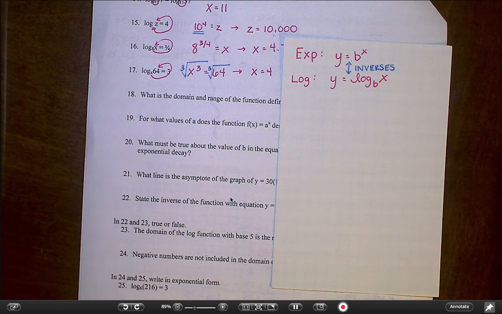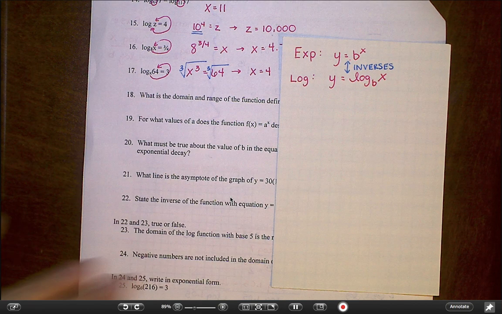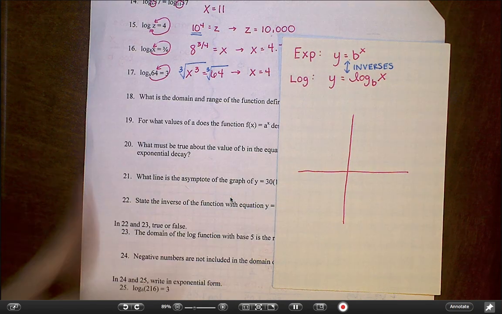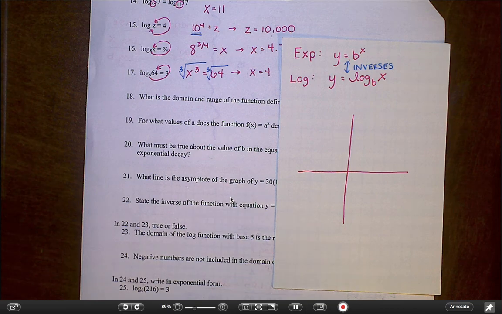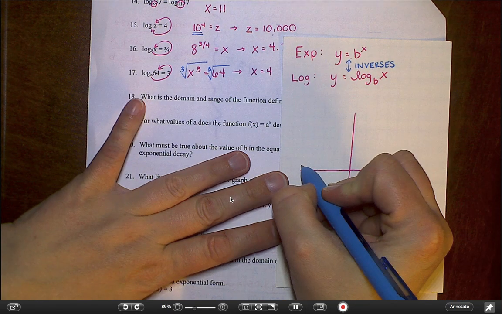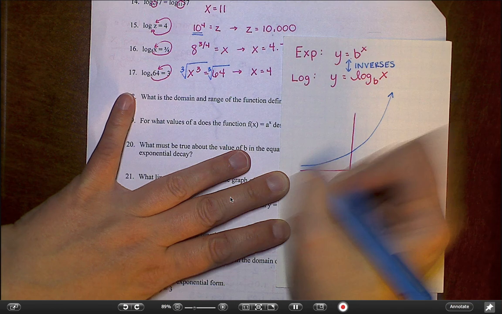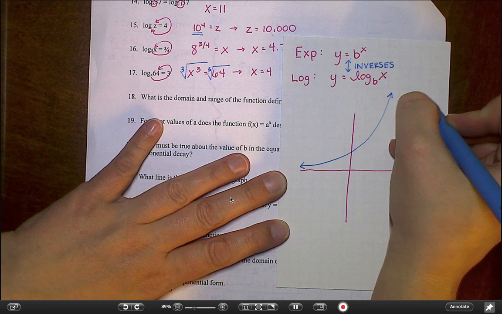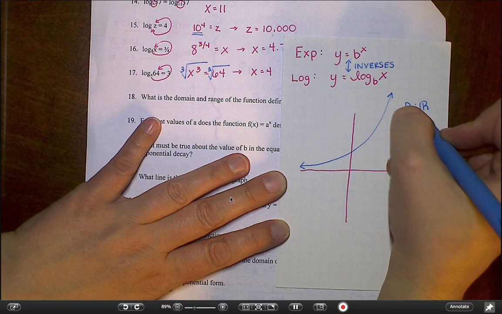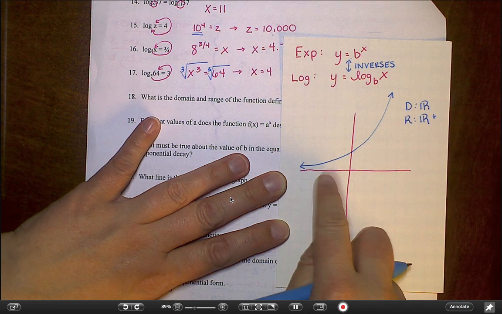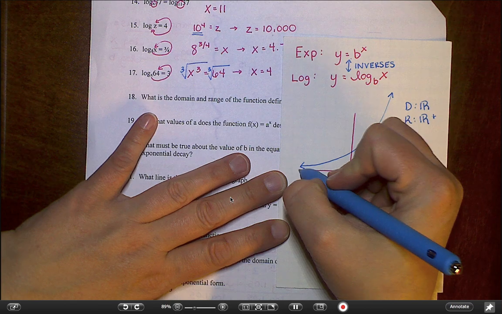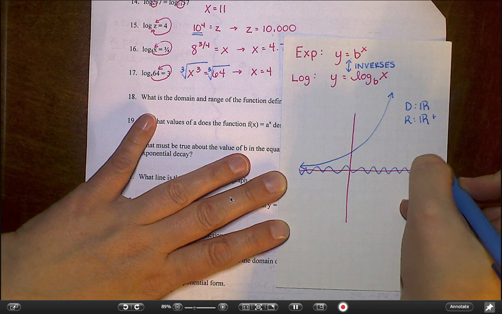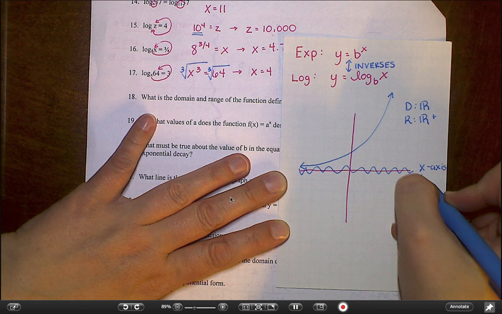Okay, so for example, the exponential function, well, let's draw the graphs first. So the graph of the exponential function, and this is going to be true for any exponential, is going to look something like this. Okay, so it's got a domain of all real numbers, goes forever left and right. The range is only positive numbers, because it always stays above the x-axis. And it has an asymptote at the x-axis, which is really the line y equals 0.